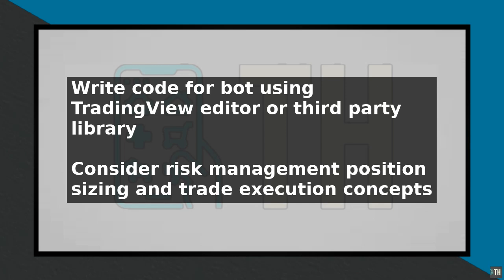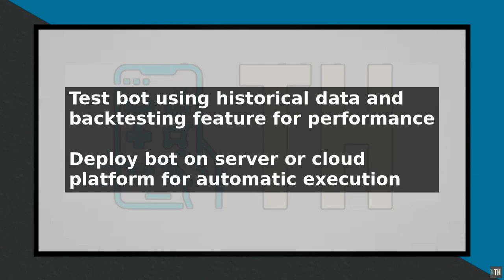To test your bot, you need to use historical data to simulate its performance. TradingView provides a backtesting feature that allows you to test your bot using historical data. You can also use third-party libraries or frameworks to backtest your bot.